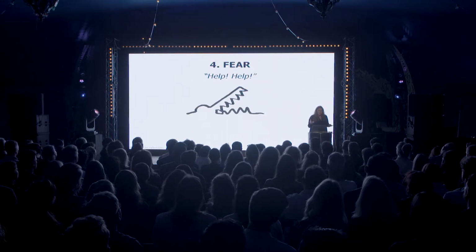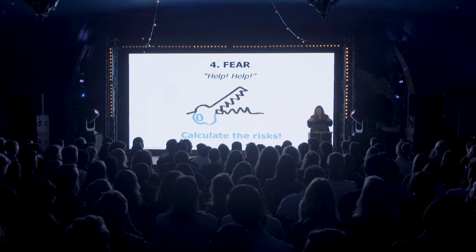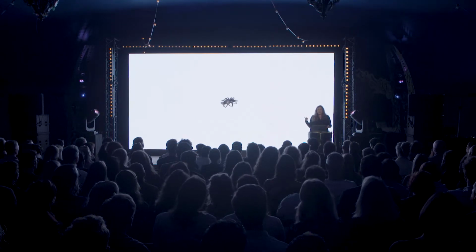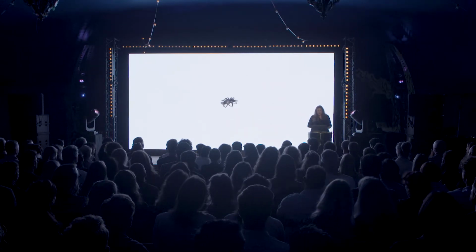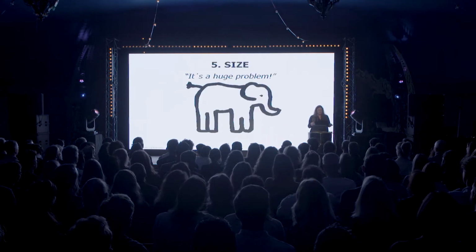Then we have the fear instinct. We tend to get completely overridden by the fear, but we should calculate the risks. For instance, when we see this, a lot of us get anxiety, but it's actually the car that will kill us. So we should try to keep things in context.